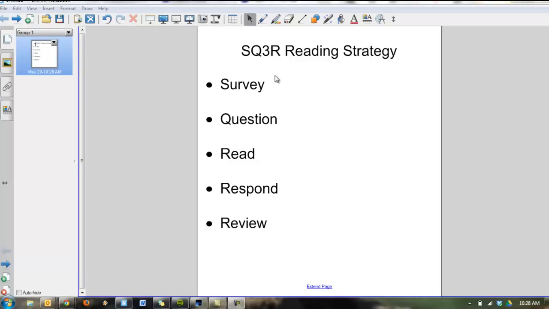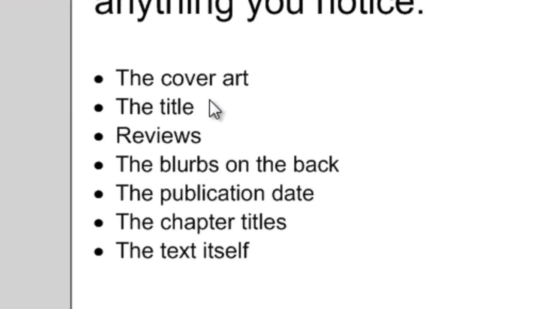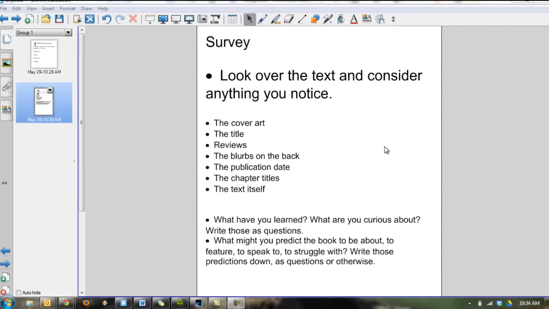Survey. When we talk about survey, what we mean is to look over the text and consider anything that jumps out at you. This could come from cover art of a book, the title, any reviews you may see, the little blurbs of text on the back or inside the cover, publication date, is this really old, is it from a year ago, chapter titles, any of the text. Scan, have a look, and you're just going to think. This is just getting curious about the text.